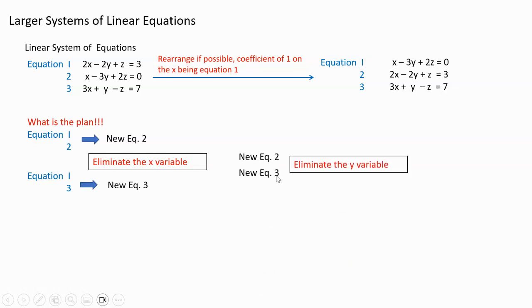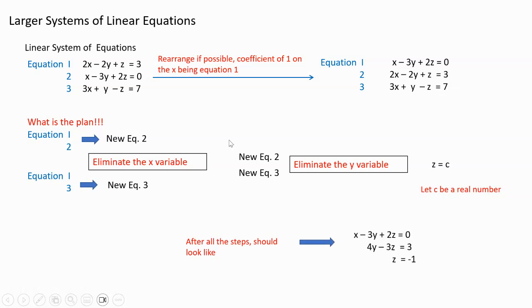Now I'm going to get my new equation 2 and my new equation 3, and I'm going to eliminate the y's. After you do that, this is what you should see: z equals c, and c can be any real number. That's the plan. After all the steps, it should look something like this. That's my first equation. For the second equation, you can use either one, because you're going to get two equations. At the end, you're going to get equation 3. Then you're going to back substitute. Now, let's execute the plan.